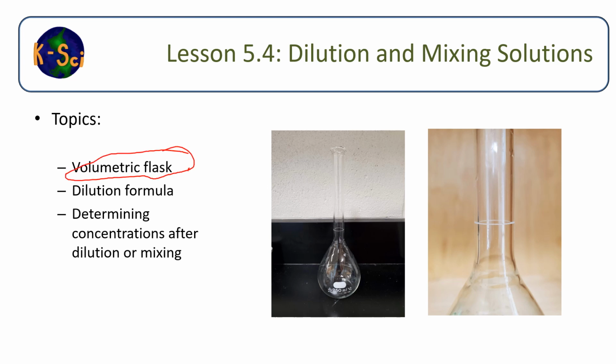A volumetric flask is this one with the long skinny neck, and it's got this line partway up the long skinny neck, and that line is a super accurate measurement of the volume for that flask. So if it's 250 milliliters, if you fill that up so that the bottom of your meniscus just touches that line, you've got yourself a super accurate 250 milliliters, which is great for mixing solutions.